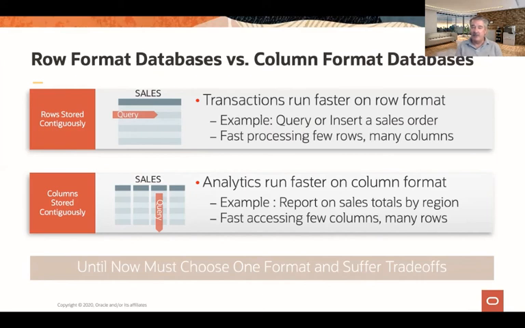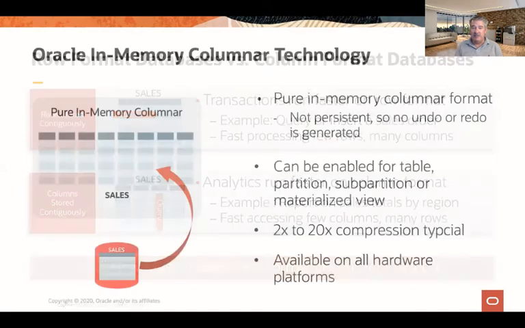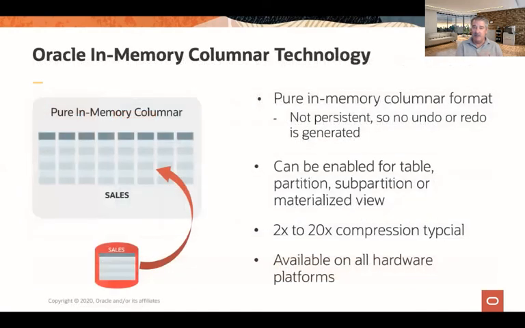However, for transactions, it can be quite expensive because now you have to reassemble the column values for each of the rows back together in order to do transaction processing, something we call stitching those rows back together. And that can be very costly. So until now, you've had to choose between row-based or column-based, but with Database In-Memory, we actually allow you to use both. And so we populate data in a pure in-memory columnar format in the column store.